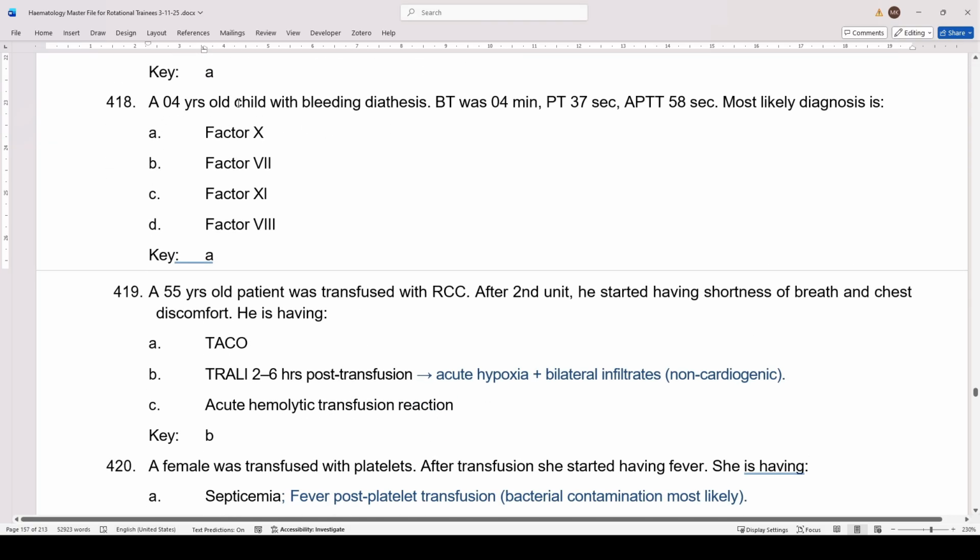Next question is, a 4 years old boy with bleeding, child with bleeding diathesis. Bleeding time was 4 minutes. Okay, he came with bleeding, but the bleeding time is normal. From here we know that there is no platelet disorder or platelet defect. PT is prolonged, APTT is prolonged. Both are prolonged, so it means there is a common pathway defect. Most likely diagnosis is, and what was in the common pathway? 5, 10, 2, and 1. So which one is here? So it is 8, 1. Okay, factor 10 is here.